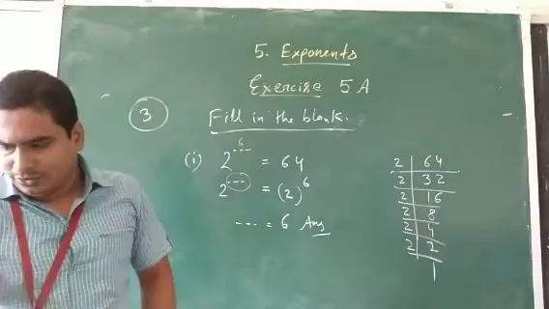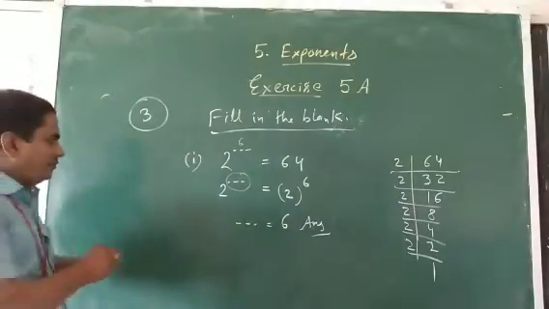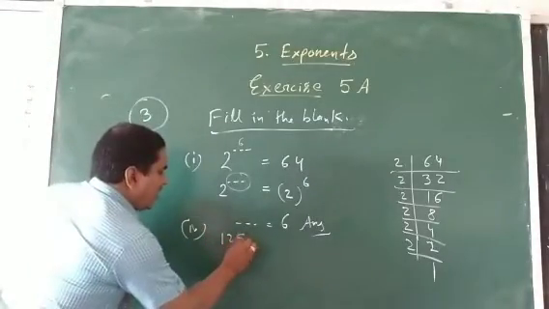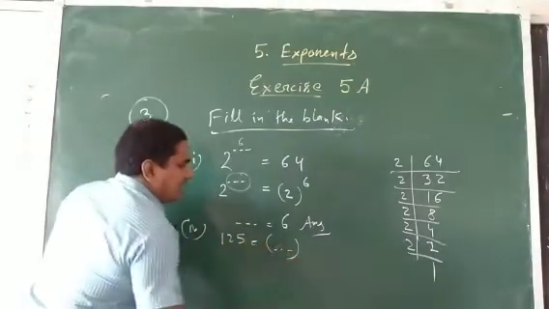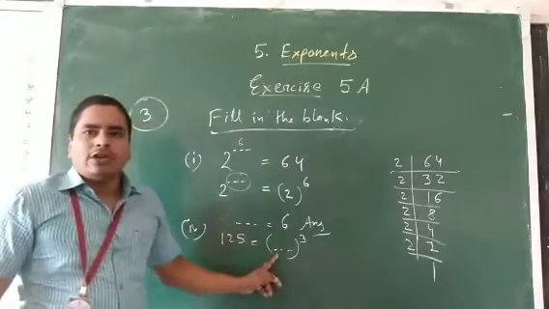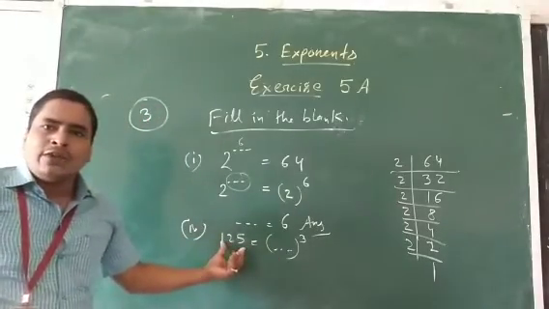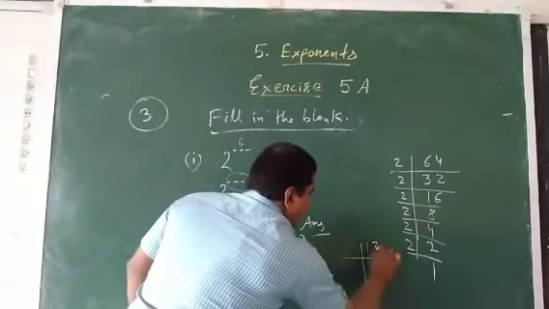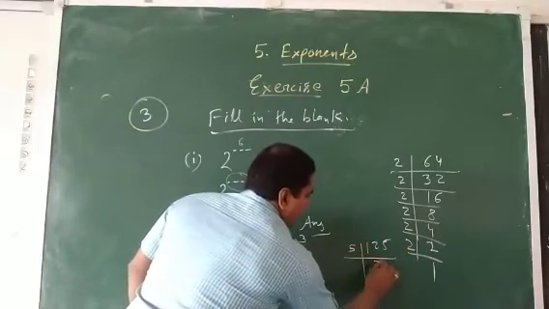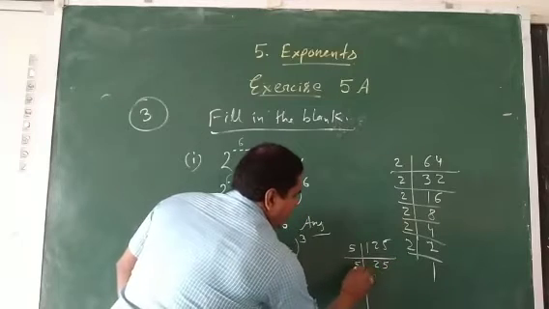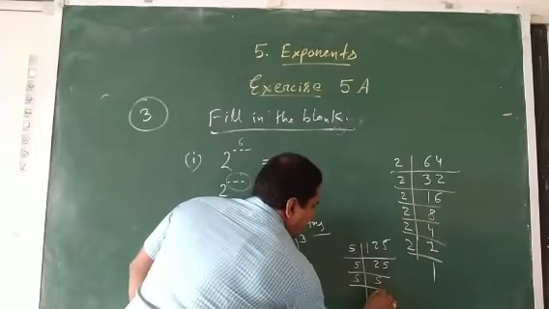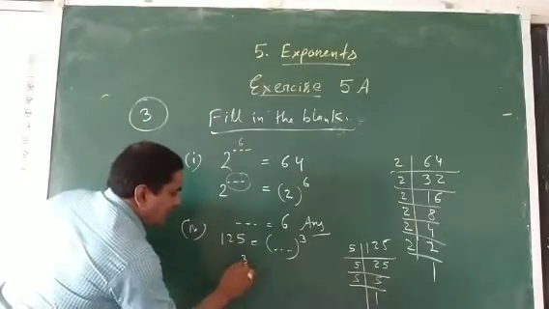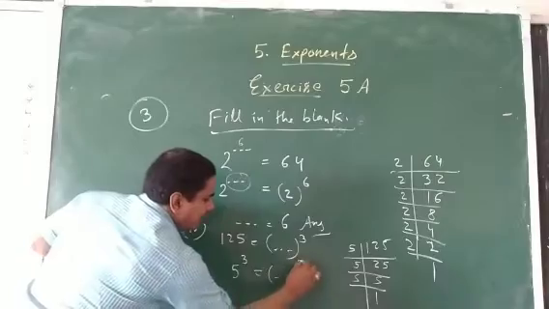One more question is given, the fourth one. One more part I will discuss. Fourth one. Here 125 is given. Here dash only, power given, base not given. So again you can factorize this 125 into its prime factors. So here factorize 125. Start from 5. 5 twos are 10, 5 fives are 25, 5 fives are 25, 5 ones are 5. Okay. So here you can write 5 to the power 3 and here dash to the power 3.